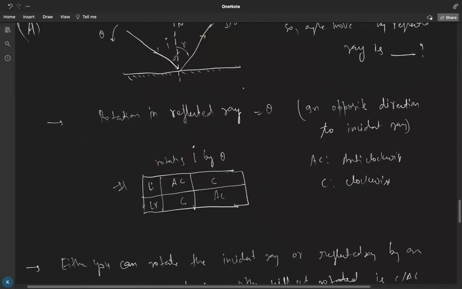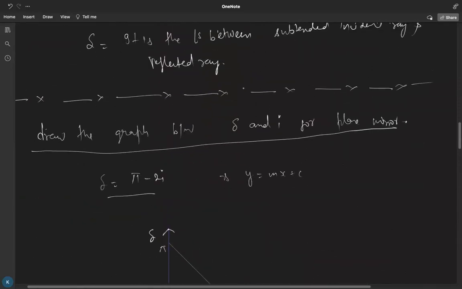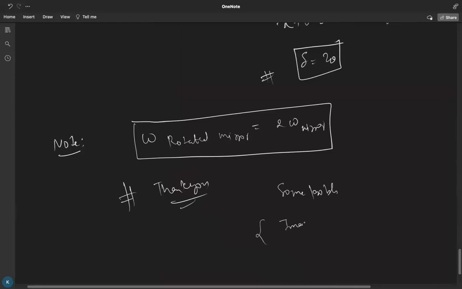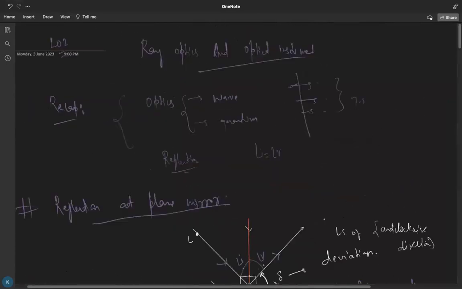So these are the two cases that we are dealing with. That's all for today. In tomorrow's class, we are going to deal with some problems first based on the above cases, and then we are going to discuss some image and object related topics. Thank you.